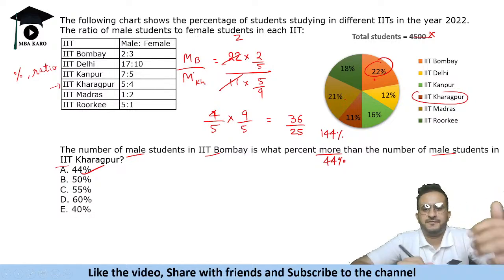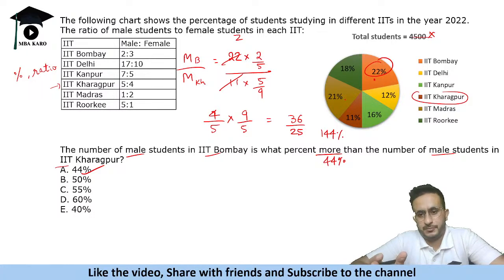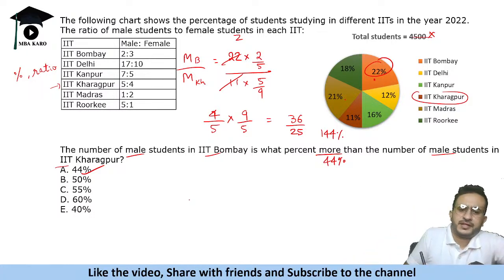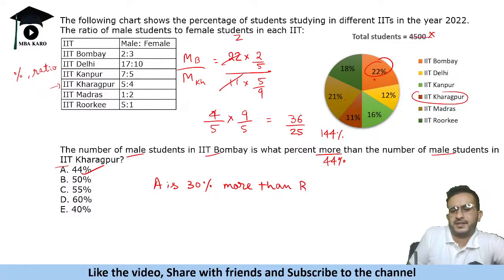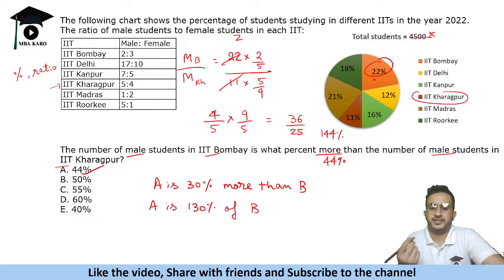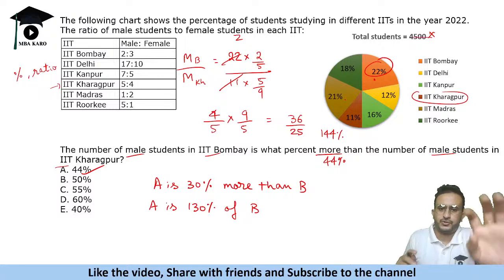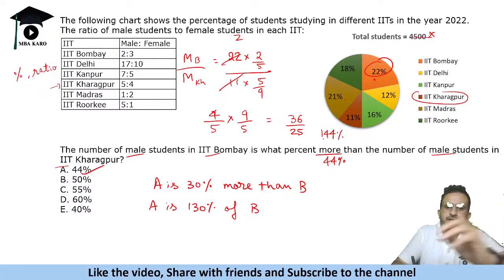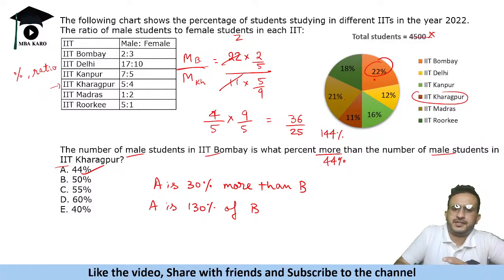Simple thing. If it says what percent more, understand one thing: if I say that A is 30% more than B, it is the same as saying that A is 130% of B, isn't it? It is saying the same thing, right? A is 130% of B. So instead of subtracting, what I do is I just find the ratio.